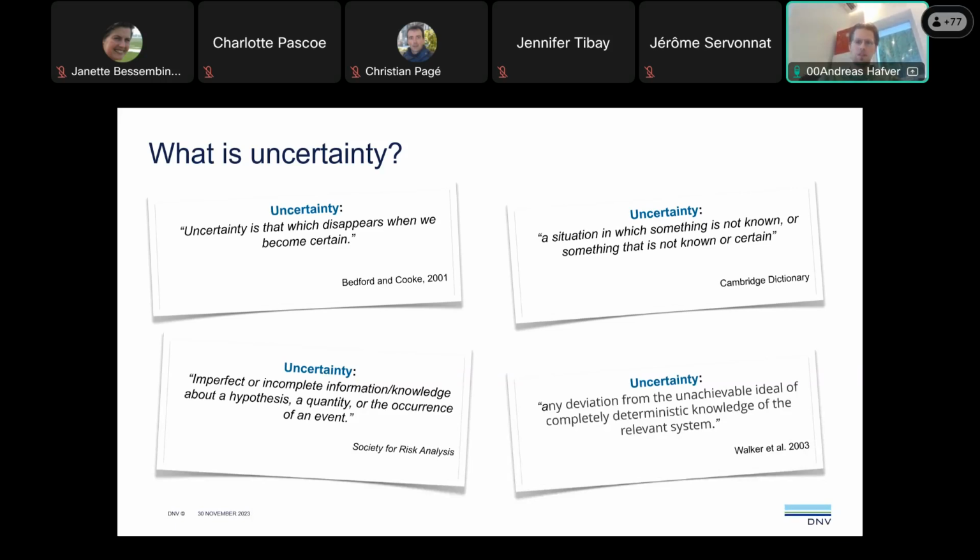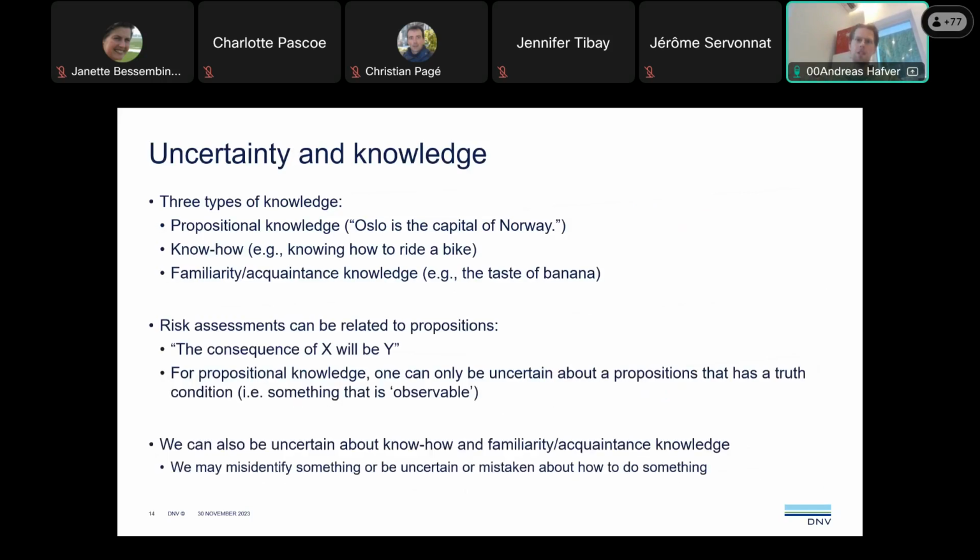Or the Society of Risk Analysis: imperfect or incomplete information and knowledge about a hypothesis, a quantity, or the occurrence of an event. And then this other one that I found in a paper: any deviation from the unachievable ideal of completely deterministic knowledge of the relevant system. So now you see all of these relate uncertainty to knowledge. So that begs the question then, what is knowledge and how is it related to uncertainty?